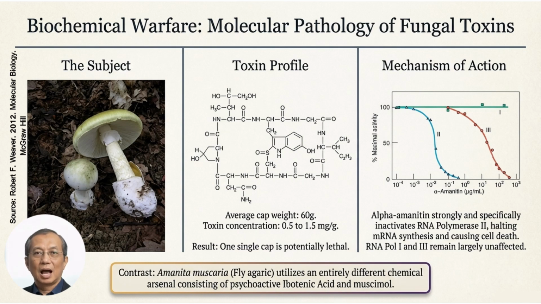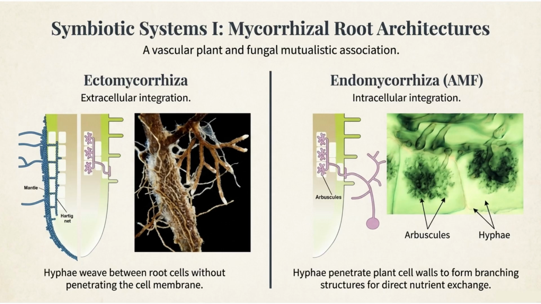In contrast, Amanita muscaria, the fly agaric, utilizes a different chemical arsenal, including psychoactive ibotenic acid and muscimol, demonstrating the diverse molecular pathology of fungal toxins. Fungi also form crucial symbiotic systems, particularly with plants. Mycorrhizal root architectures represent a mutualistic association between vascular plants and fungi.